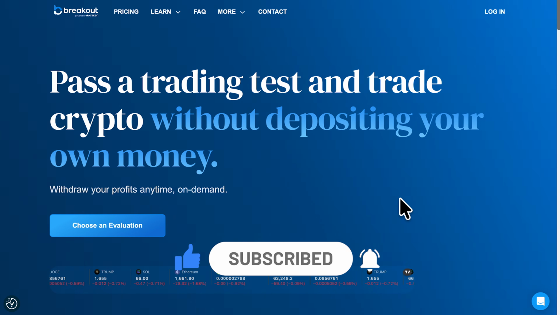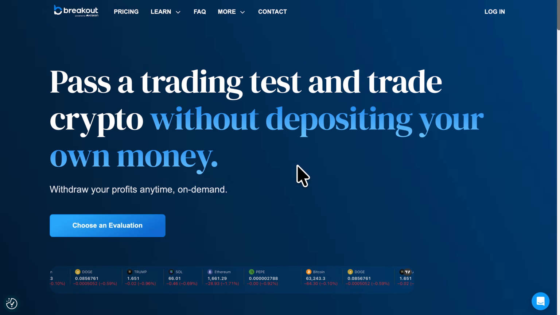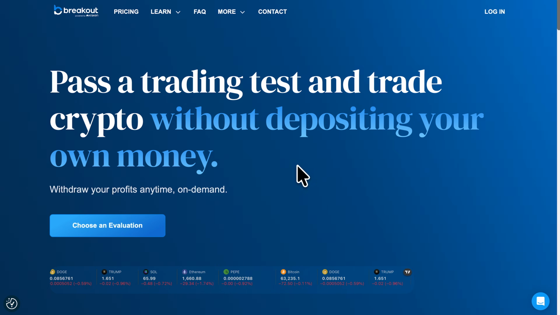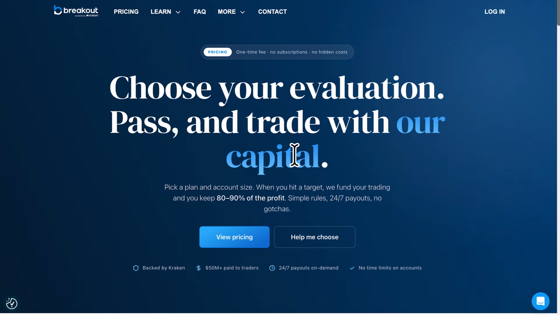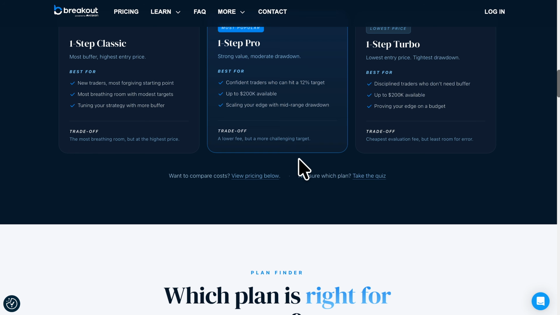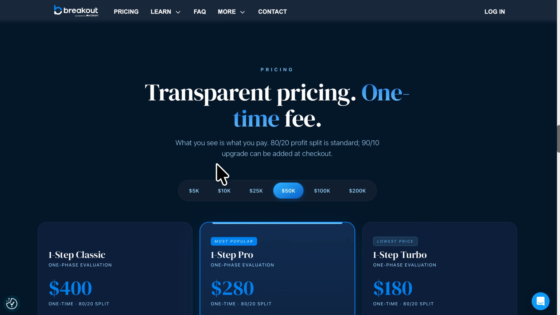Now, right here on the screen is the Breakout website. If you want to see the rules or maybe you want to see more detailed information about the rules, come here to where you have choose an evaluation, click on it. Once you get to this page, come down to where you have all the different accounts. This is where you have the different pricing.